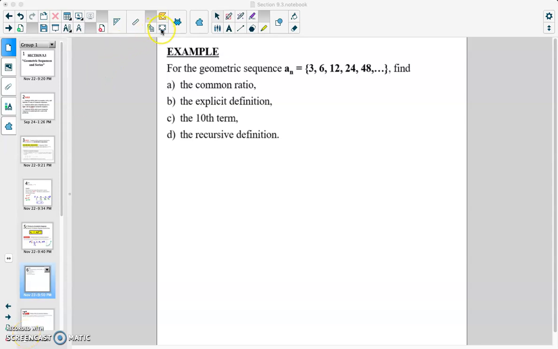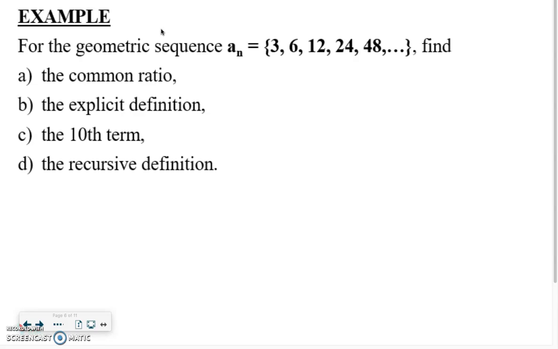All right, so guys, let's take a look at this next set of questions. As you can see, we're given a sub n is equal to 3, 6, 12, 24, 48. Hopefully that looks familiar. First thing we want to do is identify the common ratio. So what are you going to tell me the common ratio is?